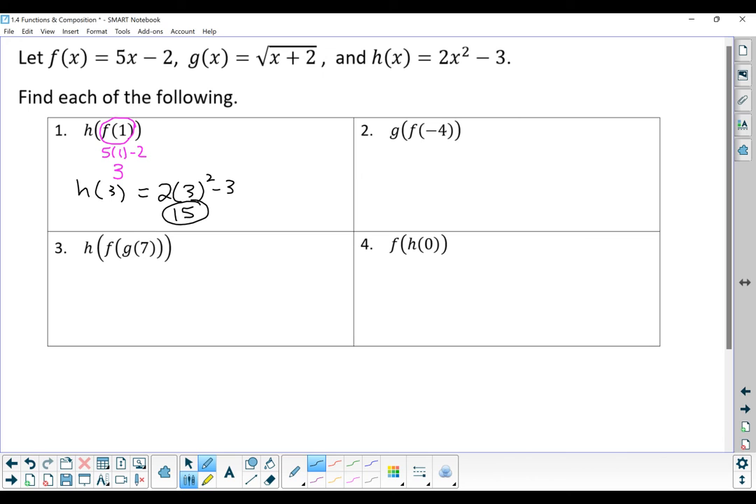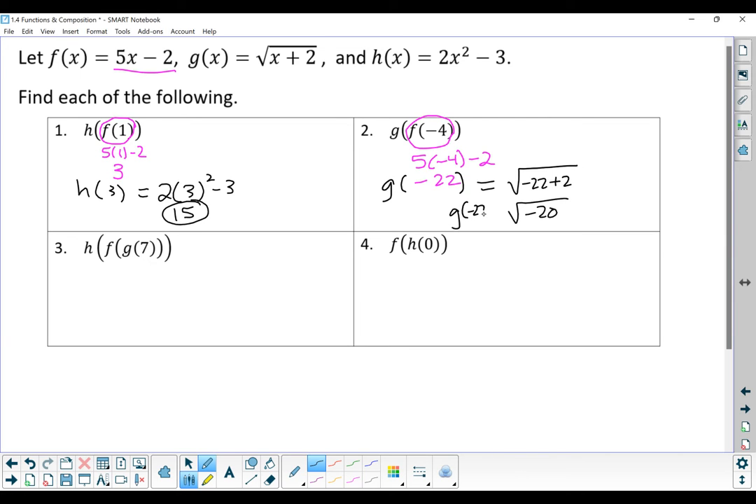So for number 2, we would start by thinking about function f. Function f is 5 times the input minus 2. So that's 5 times negative 4 minus 2. That's negative 22. Function g, in this case, we're going to sub that negative 22 into function g. Function g is to take the square root of that number plus 2. So this would be the square root of negative 20.